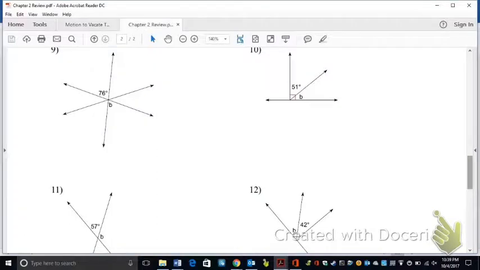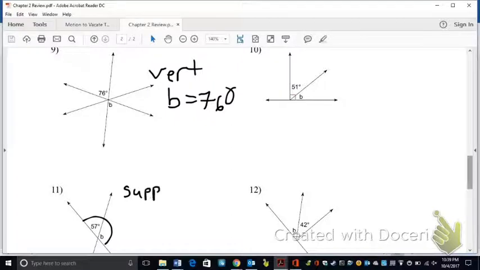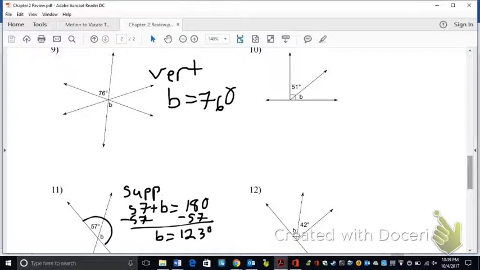degrees. 9, hey, more vertical angles, yay! B equals 76 degrees. 11 is a little bit different. We're back to a supplementary angle. Supplementary angles, we have 57 plus B equals 180 degrees. We're going to subtract 57 from both sides, and we get B equals 123.